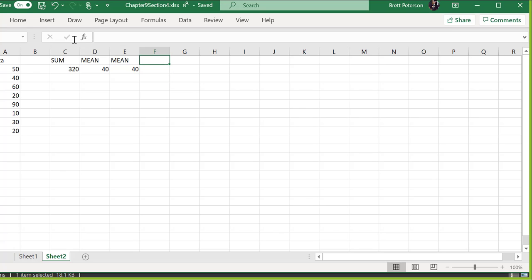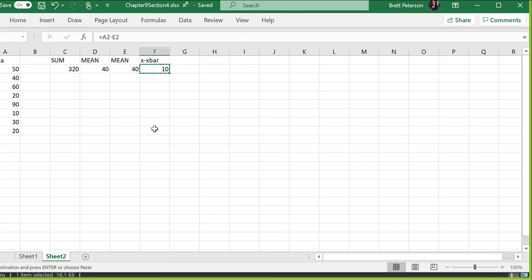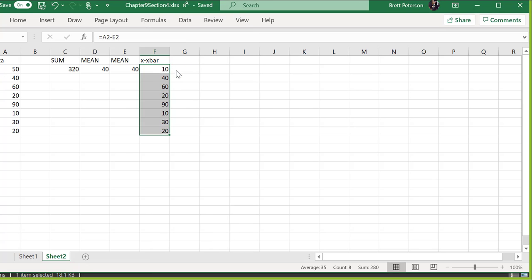All right, so now we want the average distance from our mean. So this would be our x minus x bar. That would be the difference between these two things, right? So we take our data point, that would be A2 minus E2. We copy and paste that down to give us the rest of these values. So paste. That's our differences.